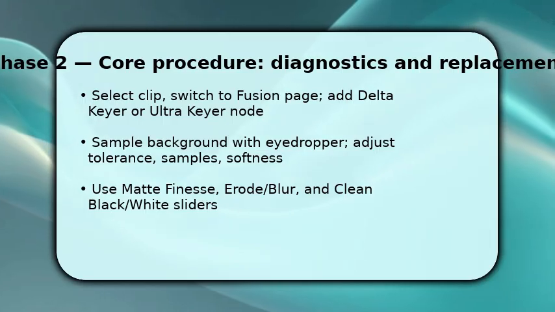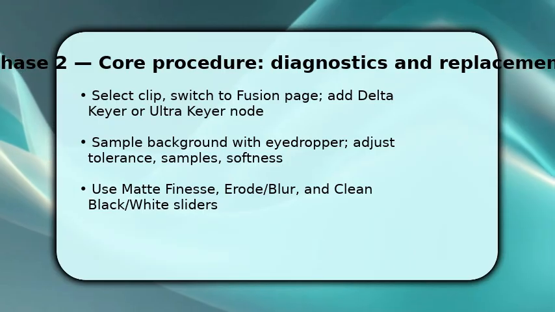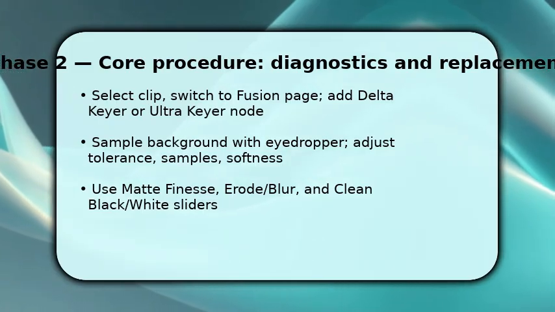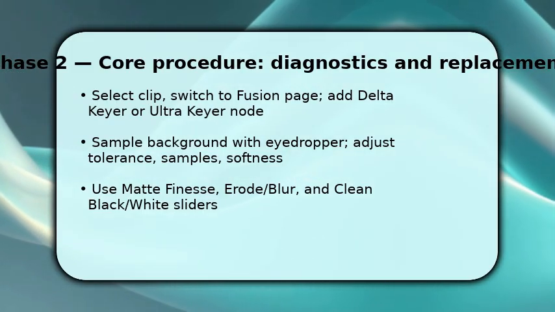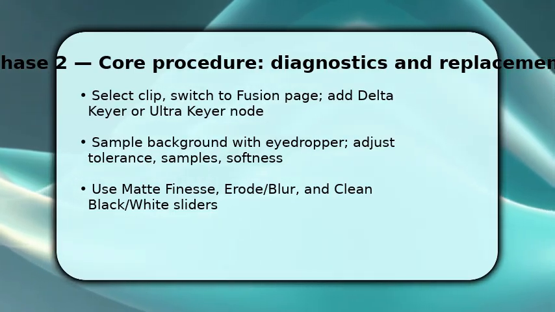Once the initial key is established, refine using matte finesse controls. Reduce garbage with erode, soften with blur, and clean speckles by pushing clean black and clean white. You'll frequently toggle the matte view to confirm edge integrity and alpha.